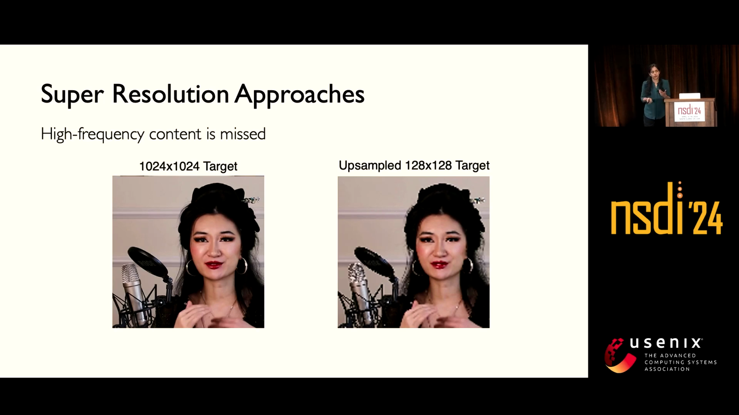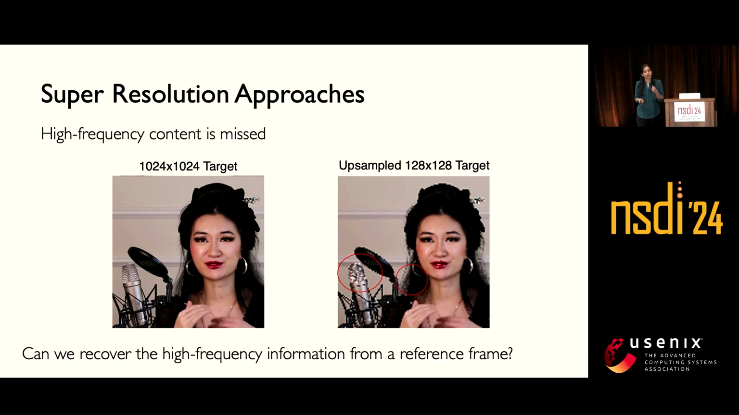But most learned approaches also have the same issues, wherein the high-frequency content, specifically on the top of the microphone, as well as the details of the hair, are entirely missed in this upsampled version. And this isn't surprising. This information is simply missing in the low-resolution version of the target. So there's no way any approach that's extrapolating from that will be able to fill that. So instead, we ask if we can recover this high-frequency information from a reference frame that's at high resolution and tells you exactly what this microphone head might look like or what the details of the hair look like.